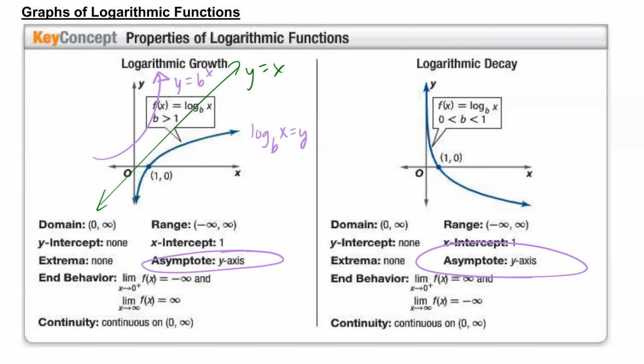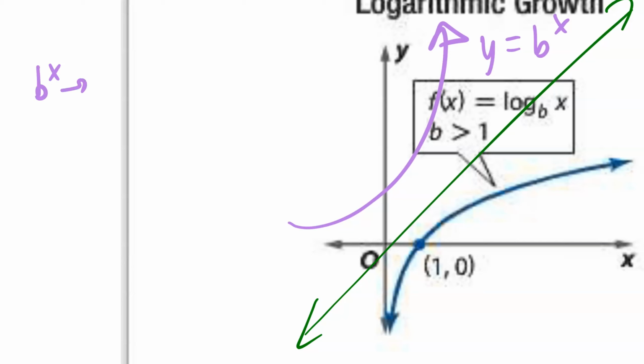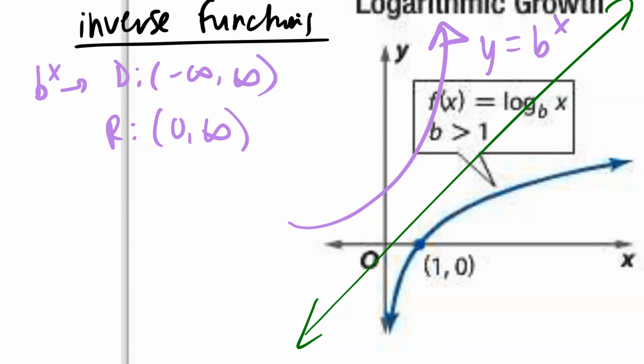Maybe I should write that out for you. Okay, so b to the x, the domain was negative infinity to infinity, and the range was 0 to infinity. This is for inverse functions. Because I don't want you to have to memorize a billion, cajillion things. If you understand where it's coming from, it should be easier.